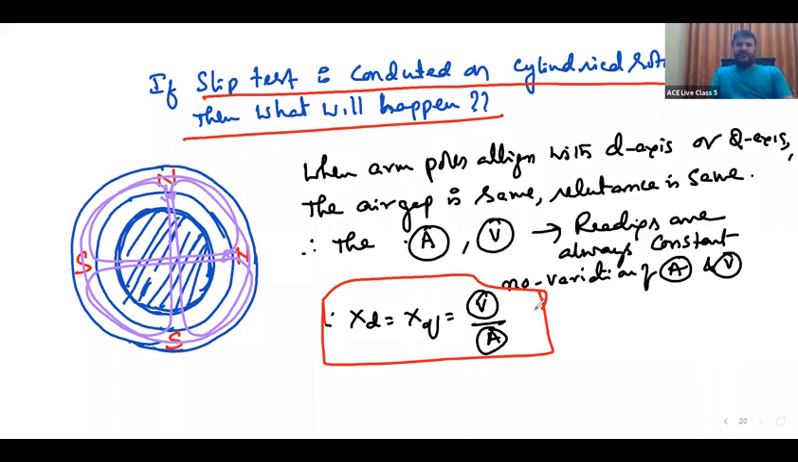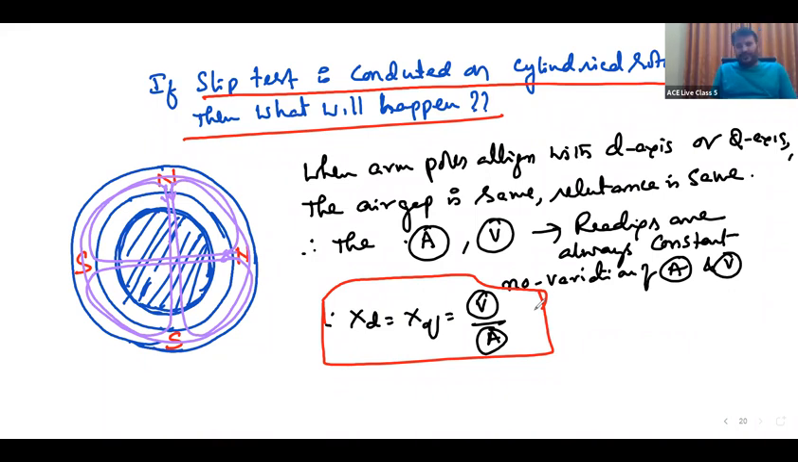So that's the reason it is not necessary to conduct a slip test on cylindrical rotor synchronous machines. XD and XQ are the same. Even though you maintain the slip, wherever the armature poles are, the direct axis, quadrature axis, or any other position, 45 degrees or 30 degrees, it always finds the same area. Therefore, there will be no variation of ammeter and voltmeter readings. Yes, they are constant.